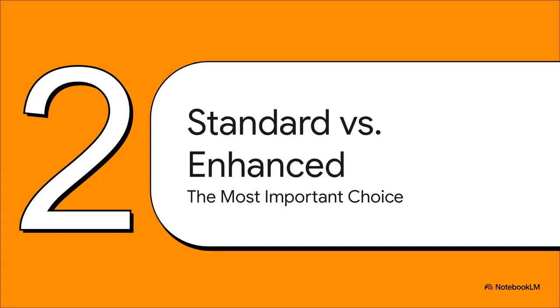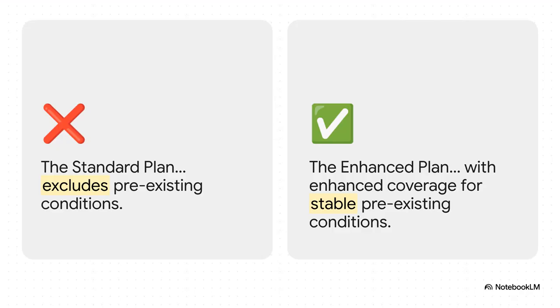Now, when you bought your policy, you had to choose between a standard or an enhanced plan. And this right here, it's probably the single most important decision you made because it completely changes the game when it comes to what's covered. And this slide says it all. The standard plan is super straightforward. It excludes all pre-existing conditions, period. End of story. The enhanced plan, now that's a different story. It can cover pre-existing conditions, but, and this is a huge but, they have to be considered stable. And figuring out what stable means is absolutely key.